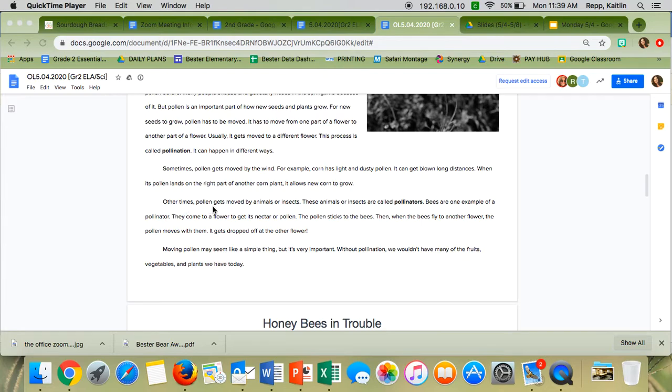Other times, pollen gets moved by animals or insects. These animals or insects are called pollinators. Bees are one example of a pollinator. They come to a flower to get its nectar or pollen. The pollen sticks to the bees. Then, when the bees fly to another flower, the pollen moves with them. It gets dropped off at the other flower.